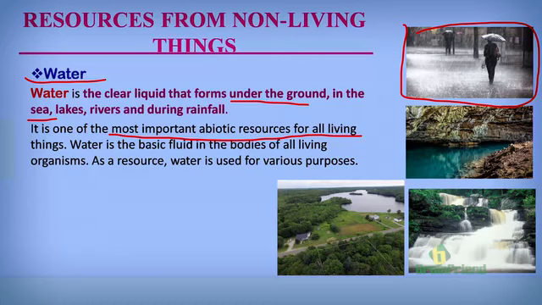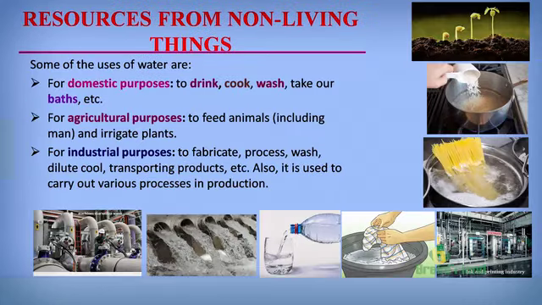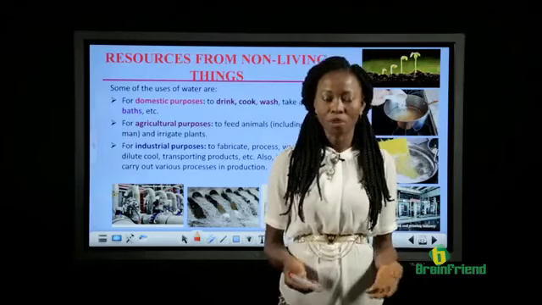For example, we humans, we have blood flowing all over our bodies. This blood is made up of water and some blood cells and other substances. Blood is necessary for living organisms to survive. As a resource, water is used for various purposes. I'm sure you can mention some uses of water. What do you use water for? As a human, what do you use water for?